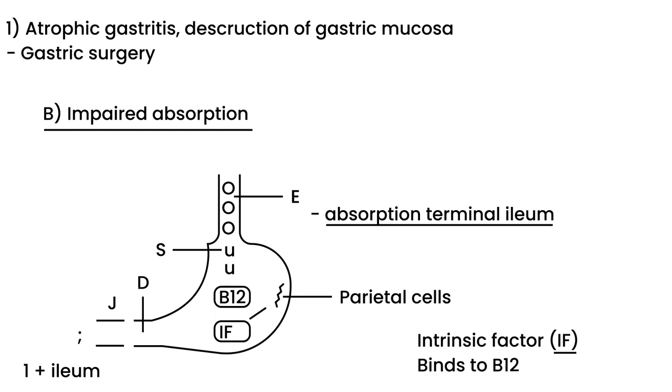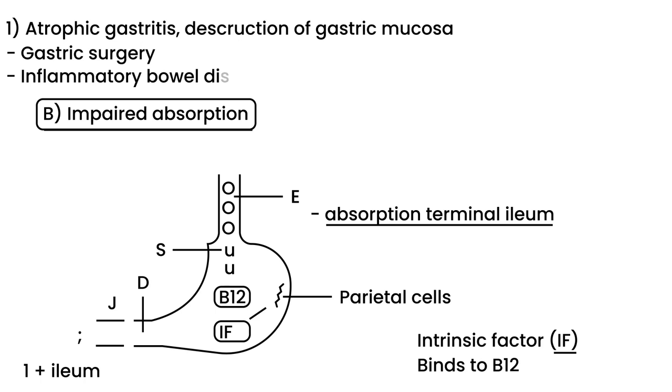The second part of why you would have impaired absorption is something called, I think I can squeeze it in here, inflammatory bowel disease. Inflammatory bowel disease, Crohn's disease, ulcerative colitis, that also causes a situation in which you have impaired absorption. So that's very important to remember. I mean, this is probably the most important thing in terms of causes of vitamin B12 deficiency. There are other causes, but those are the most important and most likely to be tested.